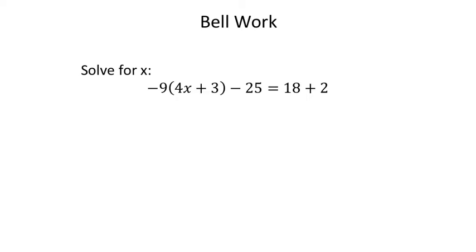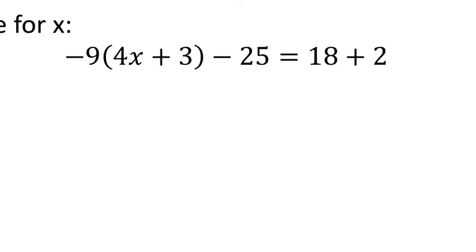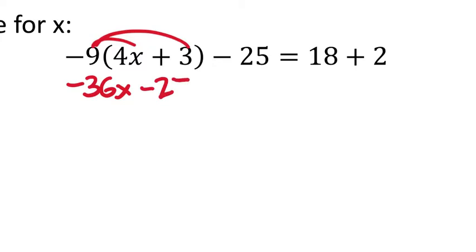All right, here's our bell work. So just like we saw in the last unit, got to do some distribution right here. So that's what I'm going to do. Negative 9 times 4x's would be negative 36x's. And then negative 9 times 3 would be negative 27. Of course, we didn't really do anything with the rest of those terms right there. So this is what we got now.